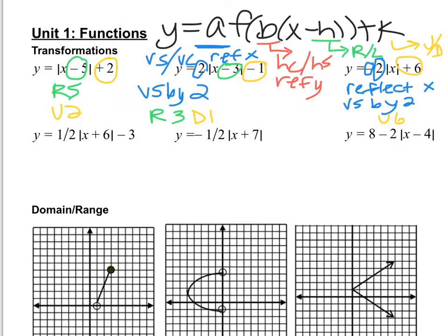Going down to the next row, I have 1/2. That means it's going to be vertically compressed by 1/2. It's not because it's a fraction, it's because it's less than 1. The absolute value is less than 1. Plus 6 means I'm actually going to go left 6. And minus 3 means down 3.